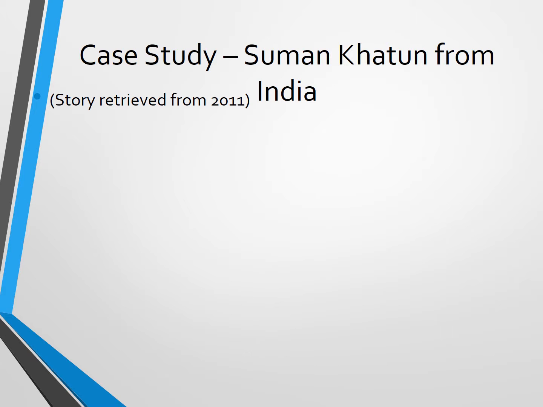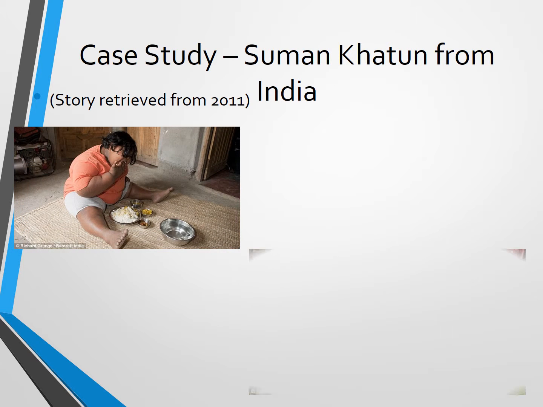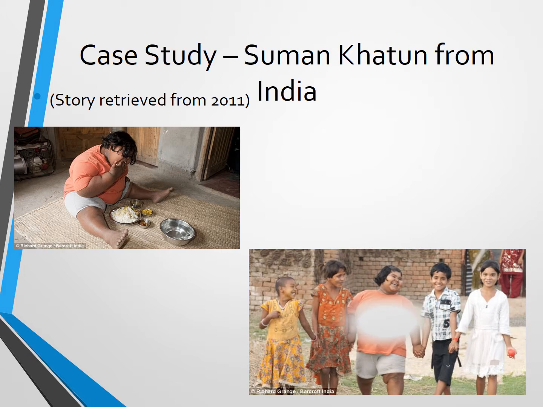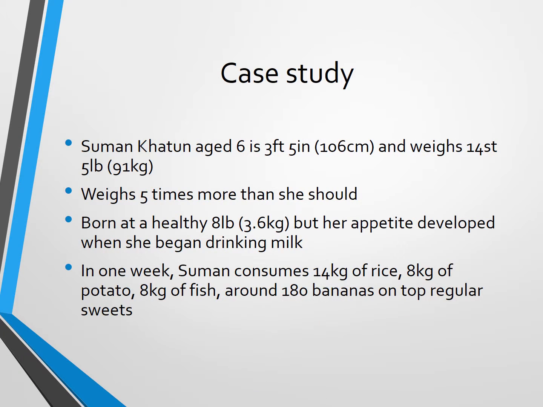Here is a case study looking at one example of an extreme case of childhood obesity. This story looks at Shuman Khatun from India, a severely obese girl. By only age 6, Shuman was 106 centimeters tall, but weighed in at 91 kilos, which is 5 times more than the healthy weight average.